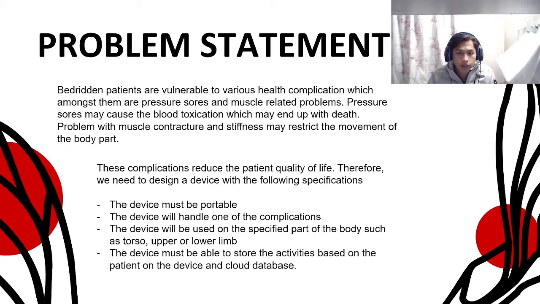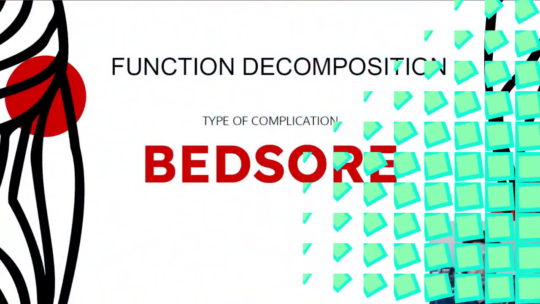So the specifications of our design are: first, the device must be portable; second, the device will handle one of the complications; third, the device will be used on a specified part of the body, which for us is the torso. Lastly, the device must be able to store the patient's activities on the device and on a cloud database.